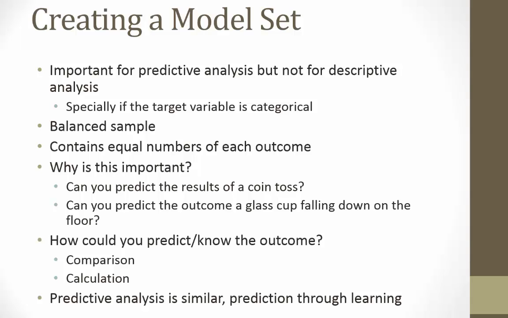So you need to make sure that if you are going for a predictive task, you are going to have a balanced sample. It means that you will have an equal number of all outcomes. And it is important if your target variable is categorical. It's much less important if your target variable is continuous, not categorical, so you are going to use some sort of regression model on it.